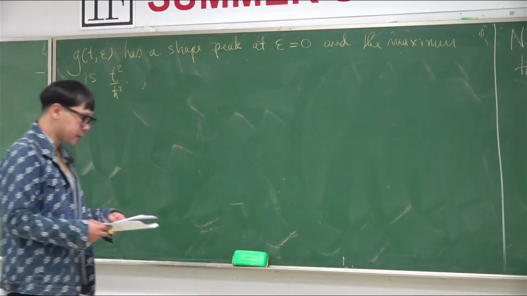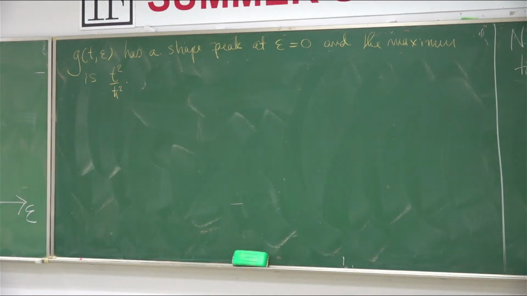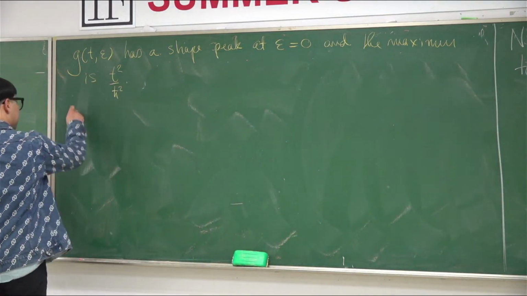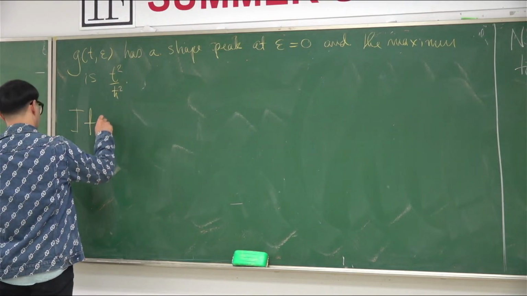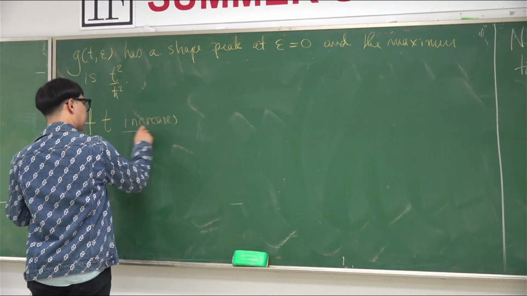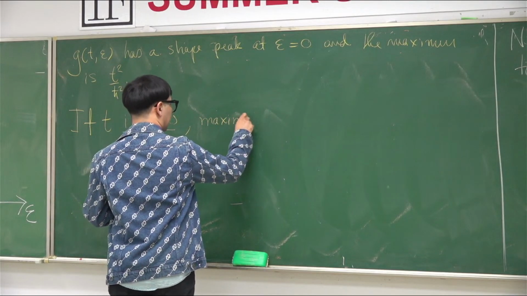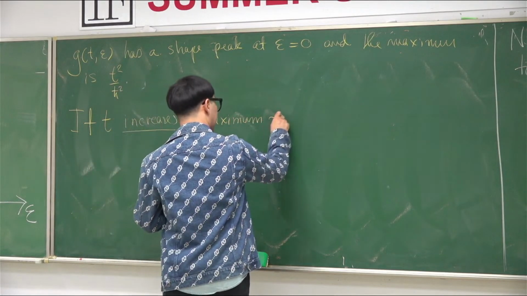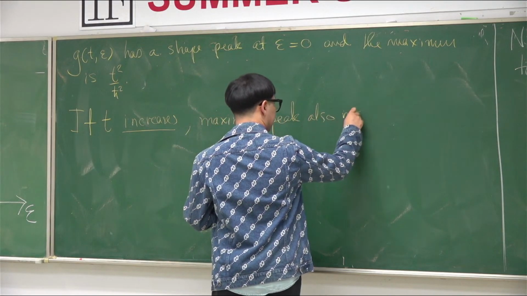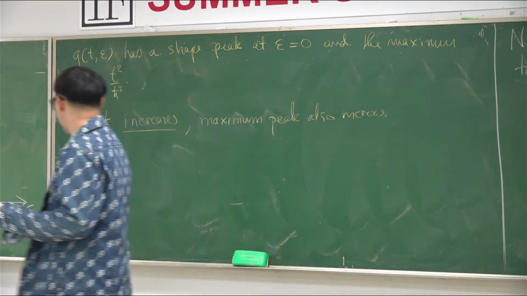So this is a feature of this function, and then you may wonder why do we need this kind of function? Okay, let's see more features about it. If t increases, the maximum peak also increases, right? Can you see that?